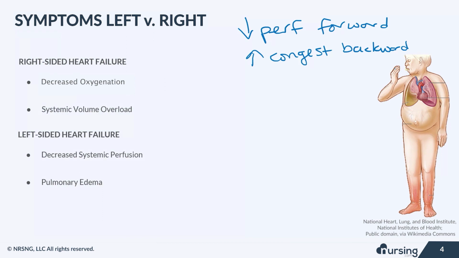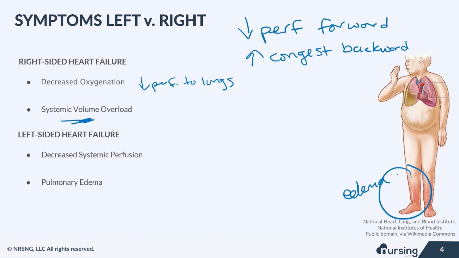All right, so in right-sided heart failure, forward is the lungs. So we have decreased perfusion to the lungs. So we're going to see some oxygenation problems. They may struggle with activity because they're just not getting enough blood flow to their lungs and they're not getting enough gas exchange. And then backwards, we see that congestion into the system. They're way overloaded in that systemic circulation. So what does that mean? Well, the big thing here, we got peripheral edema.